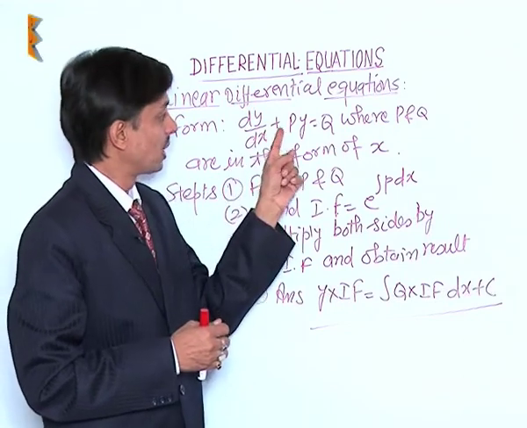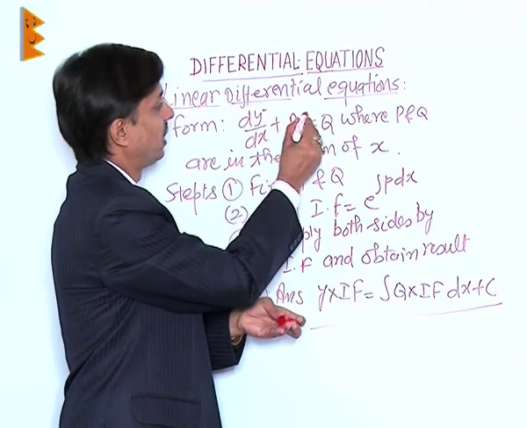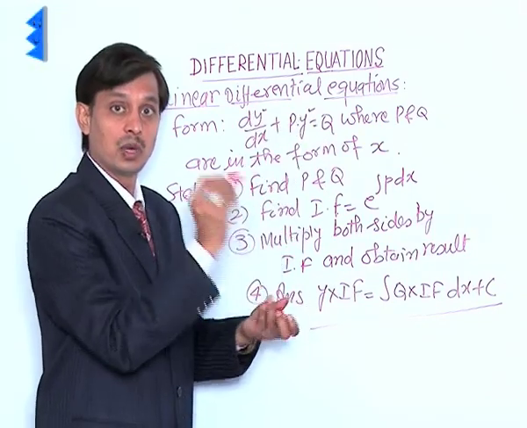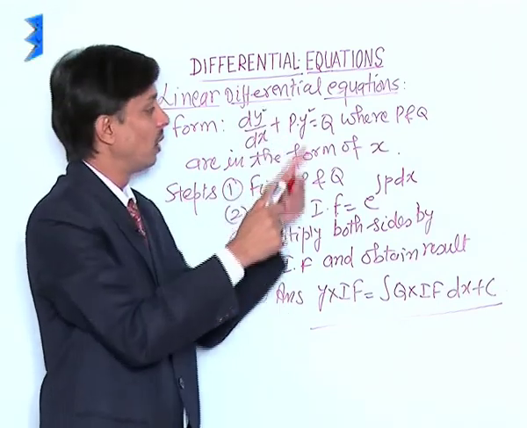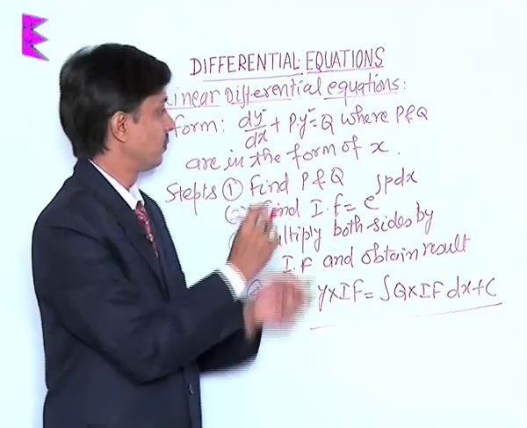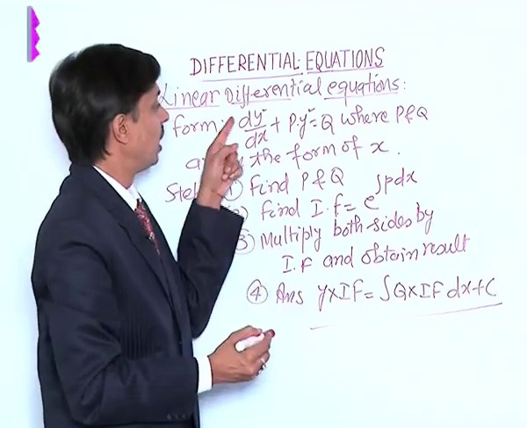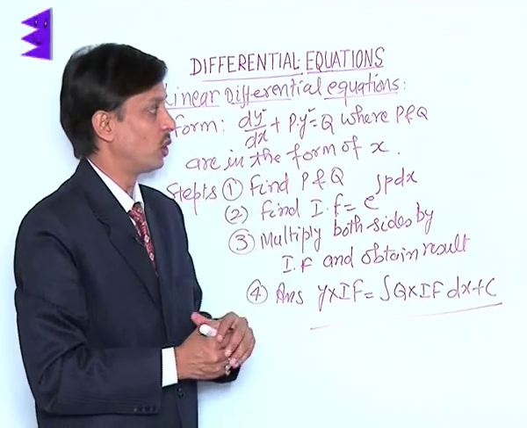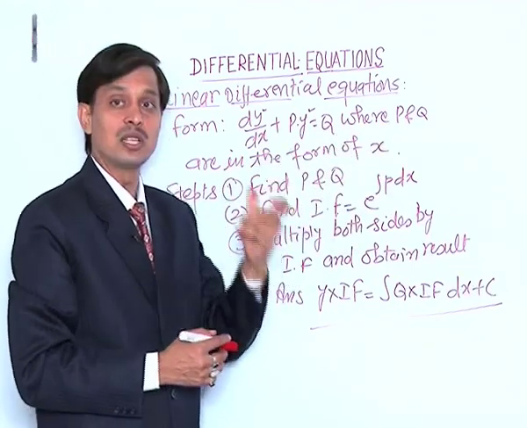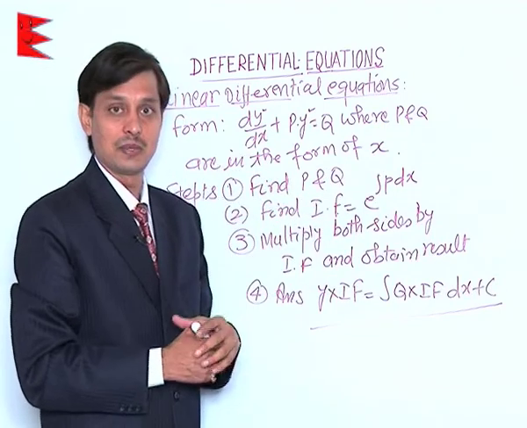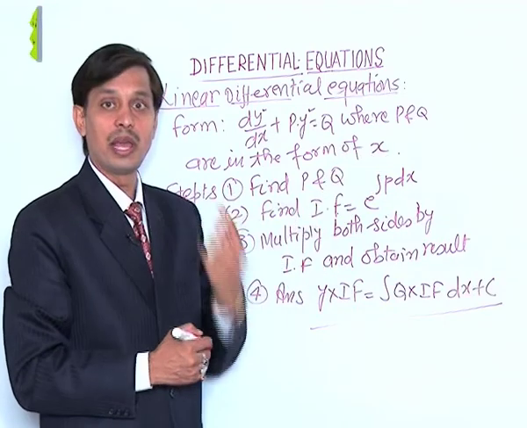plus p into y. If it is y, then here should be y. If the question is in dx upon dy, then here should be p into x. So if I am talking about the first, very direct problem, dy by dx plus py is equal to q, where p and q must be functions of x. These should be the terms in the form of x.